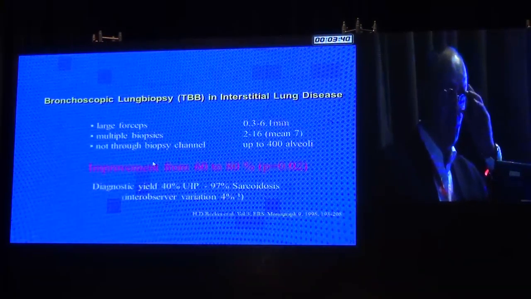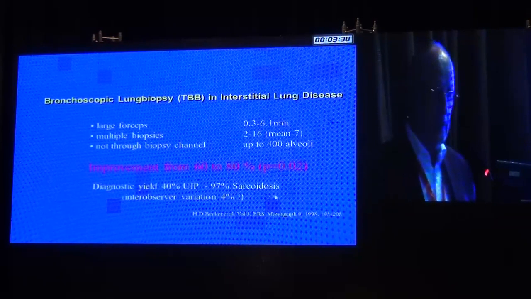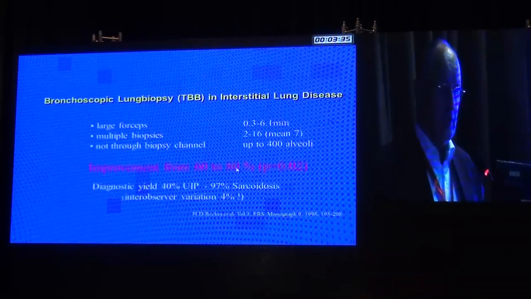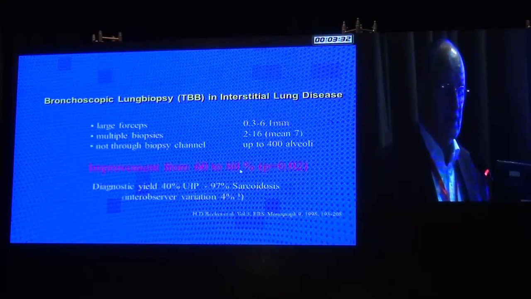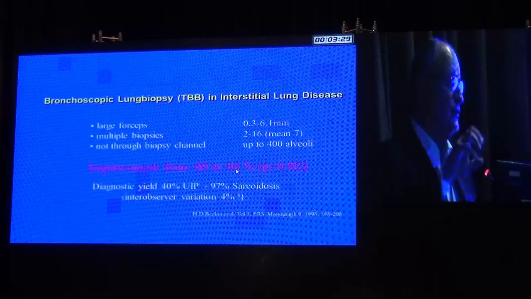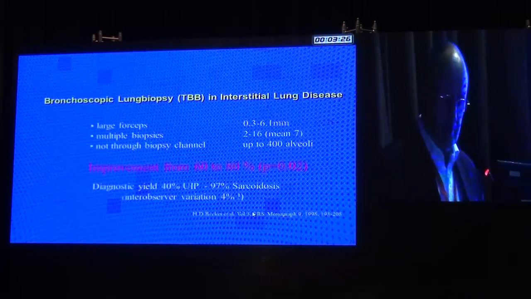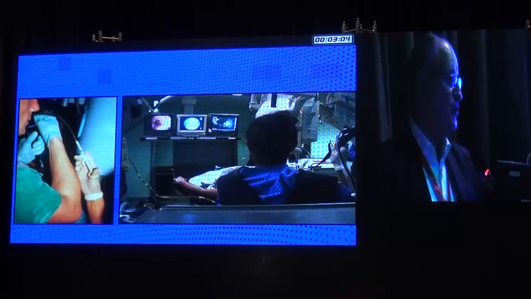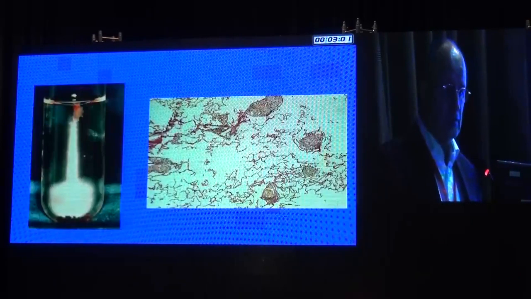So in a study that we published for interstitial lung diseases, we could improve our results up to 80% when we used large forceps, a lot of biopsies, and didn't pull it through the biopsy channel. For that, you have to communicate with your assistant, so especially when you don't clearly see the forceps, you say, open, please, and the assistant has to repeat, yes, open, because when he's distracted and doesn't listen to you, you think it's open, you push forward, and you have a pneumothorax. So teamwork is very important.